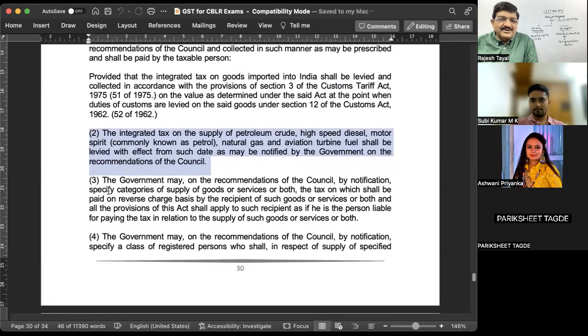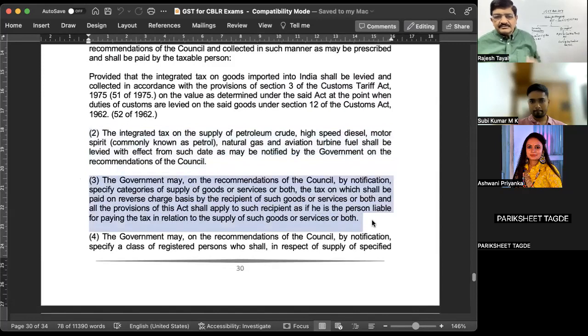Right? Now, this is RCM. The government may, on the recommendation of the council by notification, specify categories of supply of goods or services or both, the tax on which shall be paid on the reverse charge basis by the recipient of the goods or services or both, and all the provisions of the Act shall apply to such recipient as if he is the person liable to pay tax in relation to the supply of such goods or services or both. Exactly same provision. Right? Now, what is the difference in subsection 3 and 4?